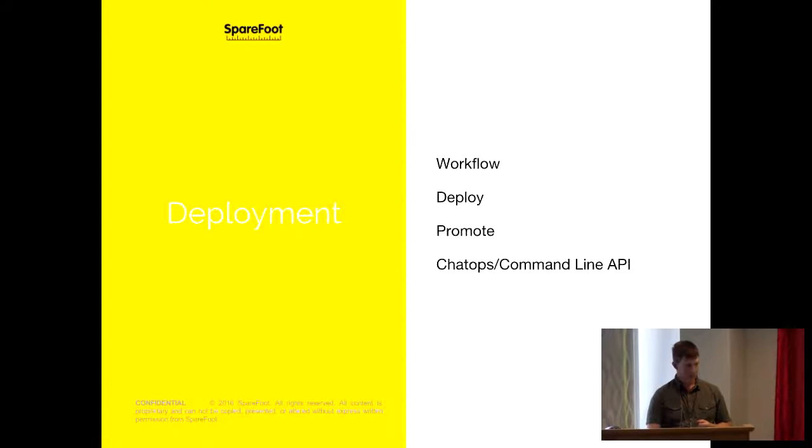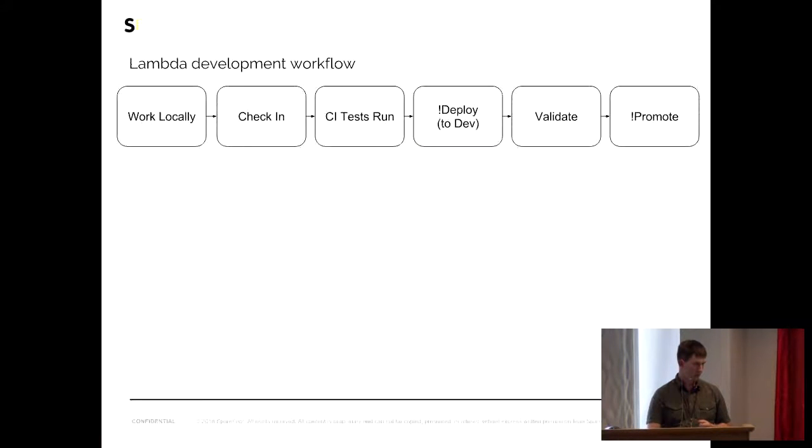Let's see, got a couple minutes. So this is how our workflow is for local developers. They work locally, they check in, the tests run when they check in. If they pass, then they can deploy to dev or something like that. They can go out and validate and then promote. That's pretty similar to what they would do for traditional development. It's doing Lambda. We try to make it similar to that pattern because that's what they're used to.